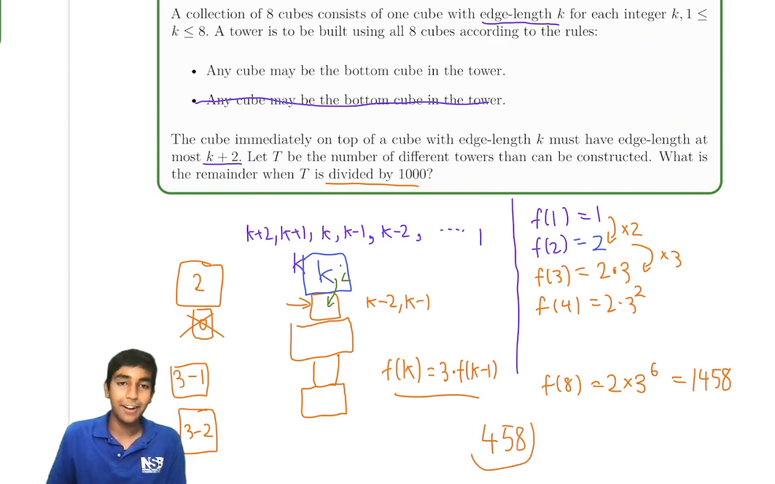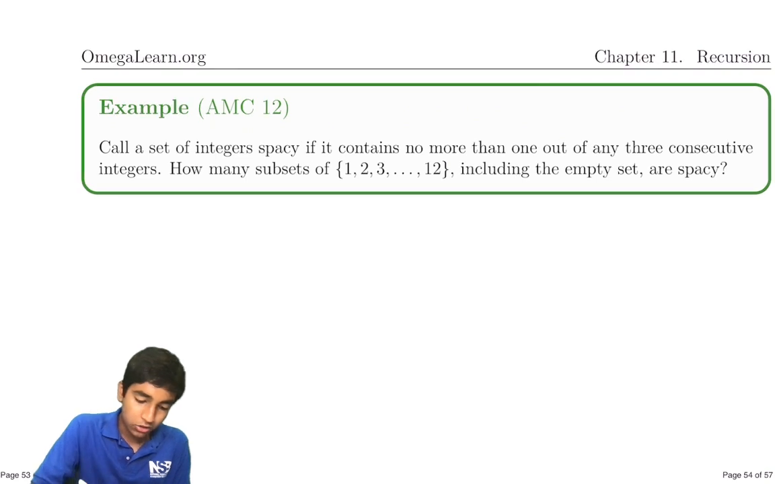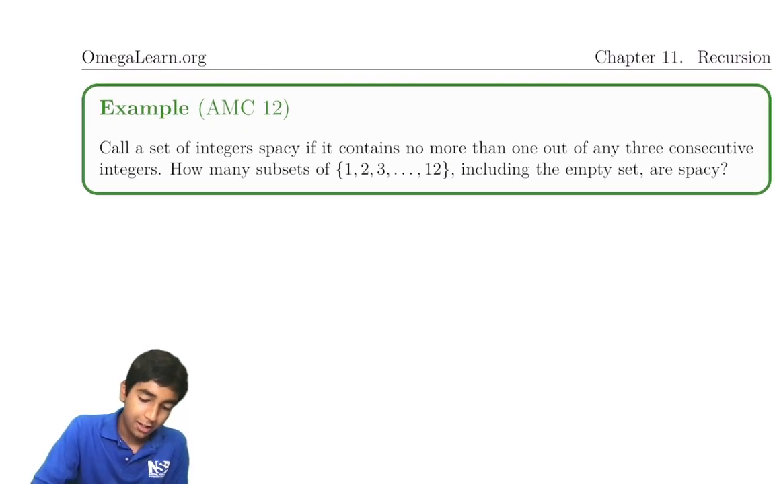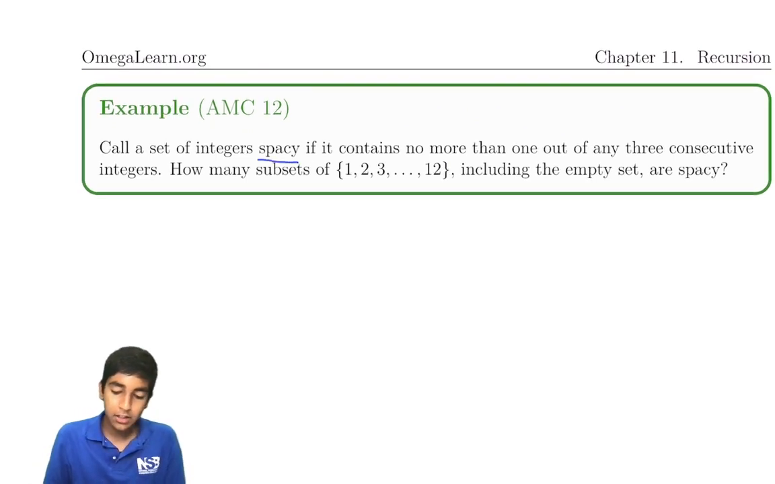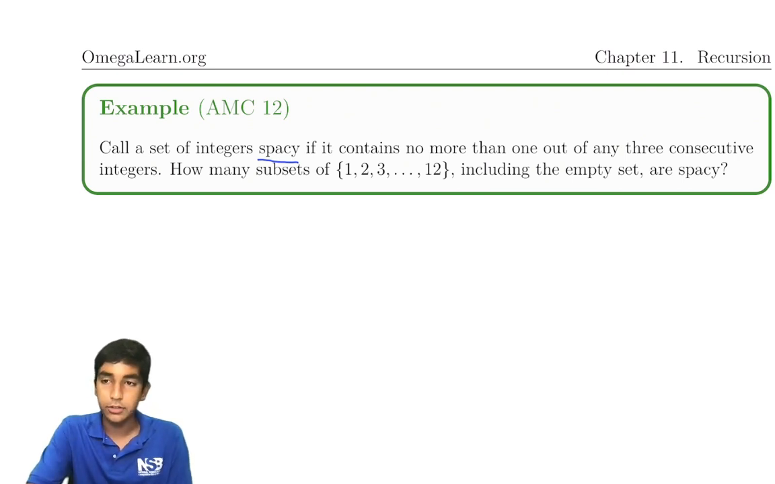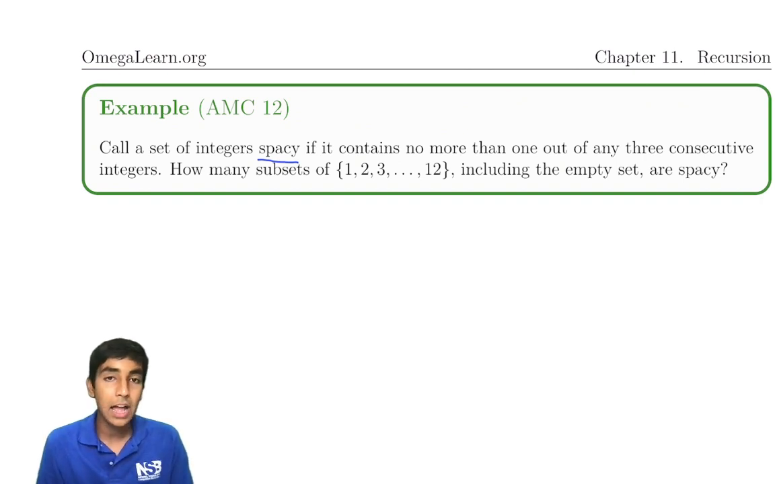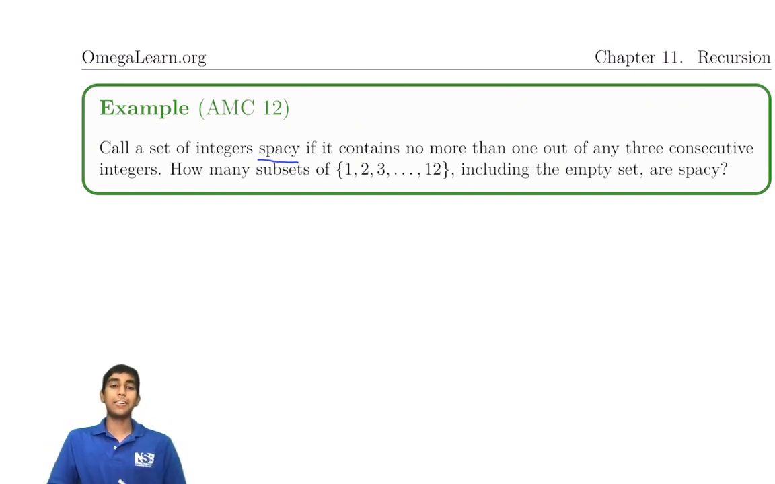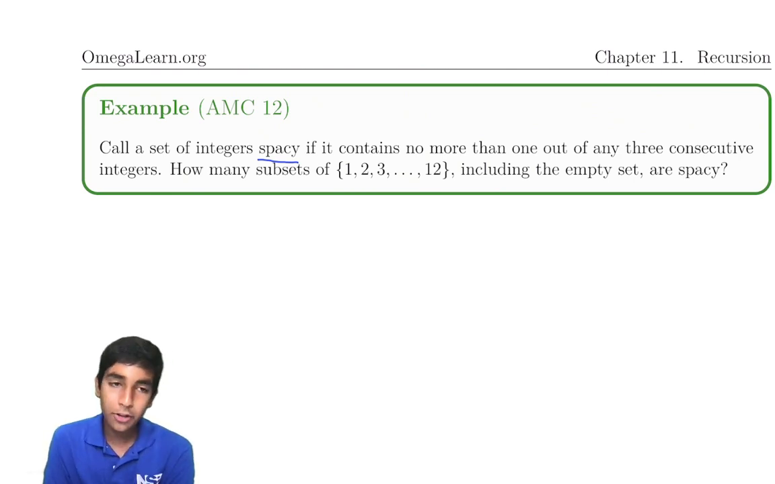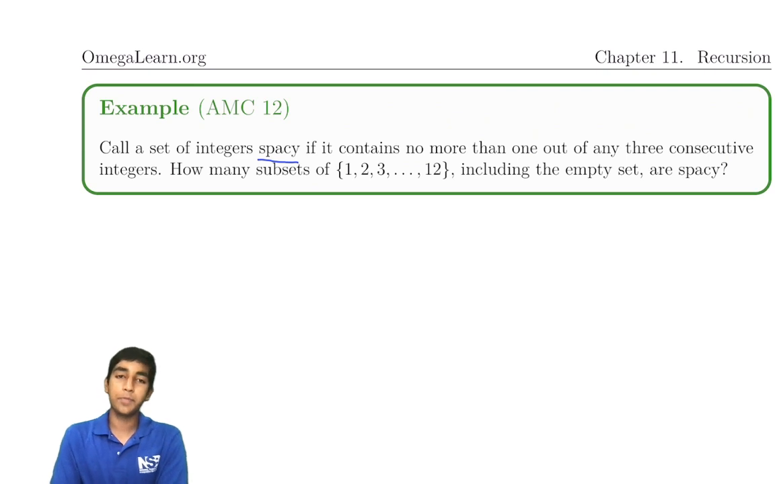That's the answer. Next up, we have to call a set of integers Spacey if it contains no more than 1 out of any 3 consecutive integers. How many subsets from 1 to 12, including the empty set, are Spacey? Now you're starting to get the hang of this. So we know what to do first. Base cases.